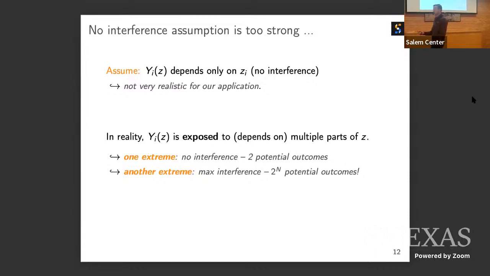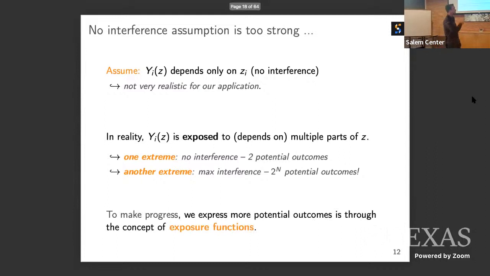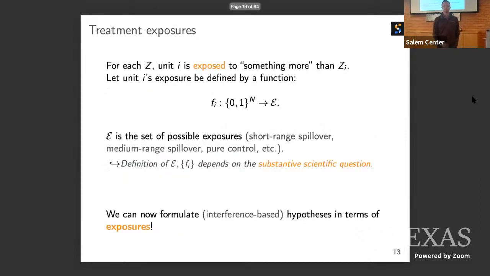We can't really talk about causal effects or causal testing in this very large sense. So we want to try and be at some kind of middle ground between these two extremes so that we can bring interference into the picture. That's the goal. The way that we're actually going to bring interference into the picture, and be at some middle ground between no interference and max interference, is we're going to introduce this concept of exposure functions. What is an exposure function?